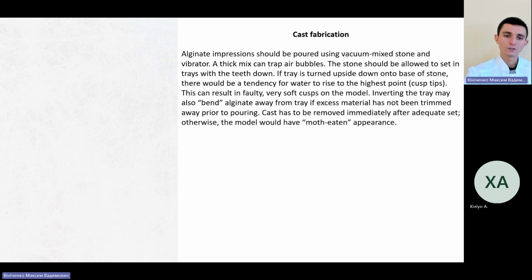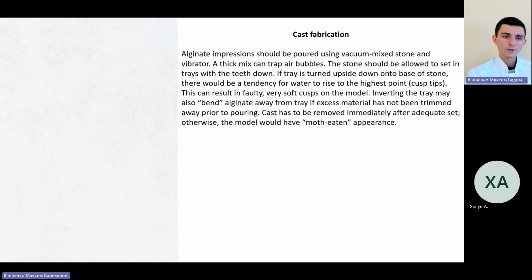Alginate impressions should be poured using vacuum mixed stone and a hand vibrator. A thick mix can trap air bubbles. The stone should be allowed to set in trays with the teeth down. If the tray is turned upside down onto a base of stone, there would be a tendency for water to rise to the highest point, the cusp tips. This can result in faulty, very soft cusps on the model.